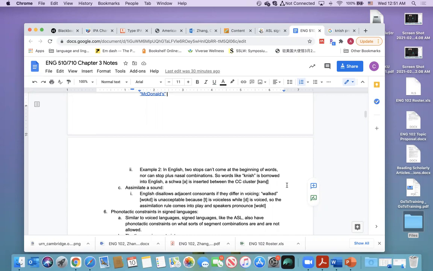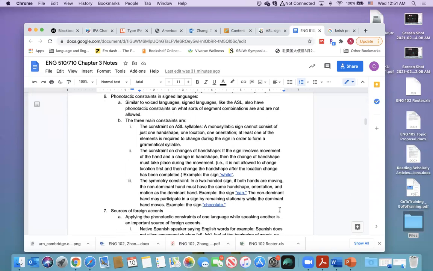Okay, a third way for languages to deal with constraints is to use an assimilation rule. For example, there is a constraint in terms of voicing in English. If a voiced consonant follows a voiceless consonant, usually the voiced consonant would also become voiceless. So instead of saying walk-d, the native speaker would say walkt. So the voiced consonant d becomes the voiceless consonant t.